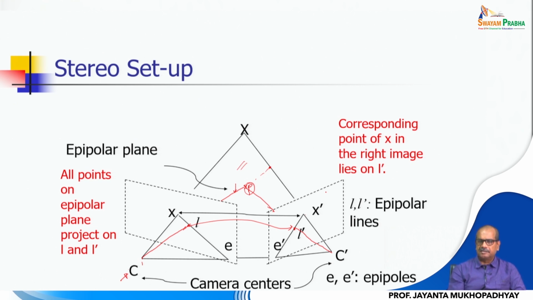So we can already identify certain ambiguity while defining a corresponding point. But what we know is that the corresponding point of an image point lies on the epipolar line of the other image, and the epipolar line is the line of intersection of the epipolar plane containing that image point. So that is what we can say about this constraint in stereo geometry.